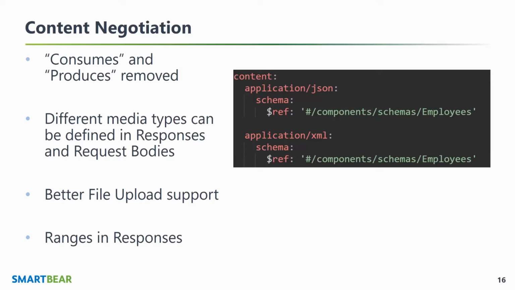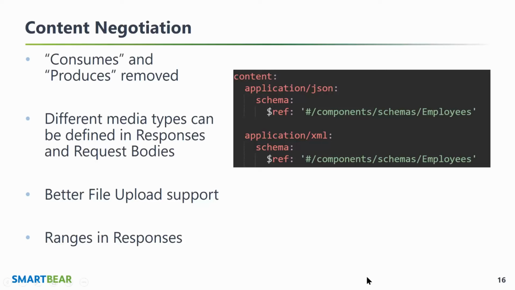There was basic content negotiation, which was supported in 2.0, but OAS 3.0 takes it a step further. You can define different media types in your various schemas, and you can specify what goes into these different media types. There's also better file upload support, so things like defining different media types and files, or uploading an array of files, are present in OAS 3.0, but this was not present in 2.0.